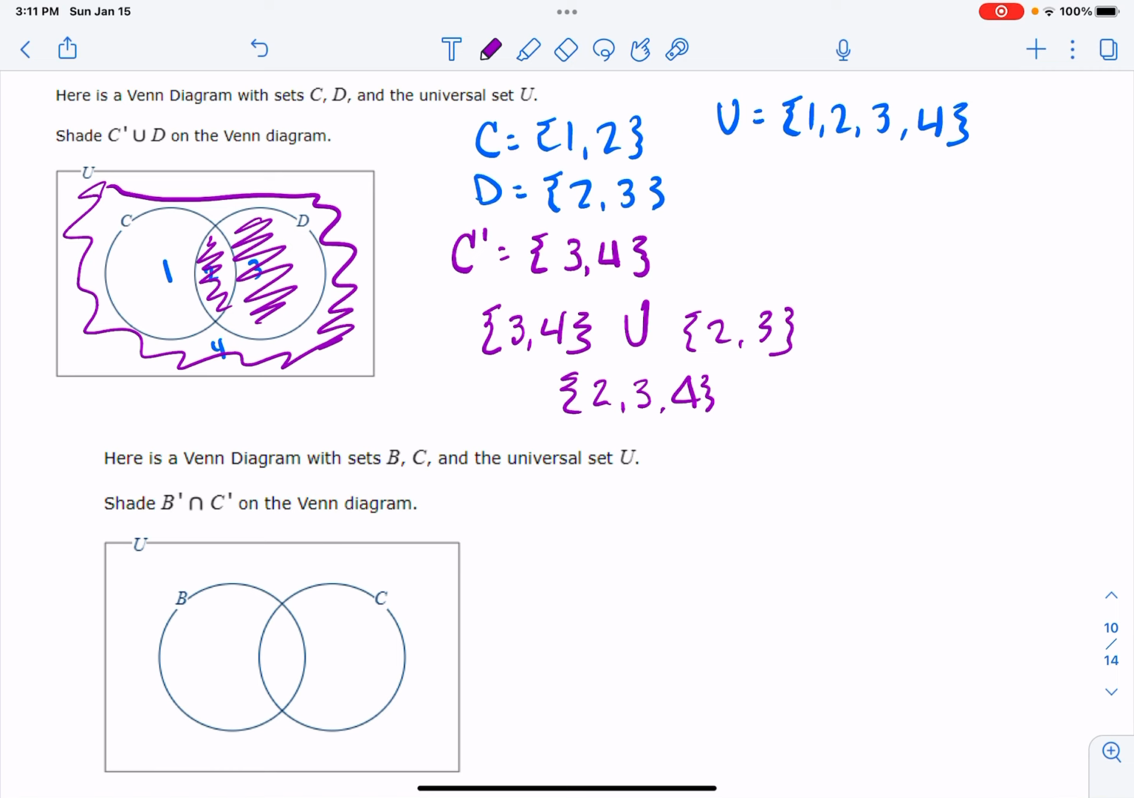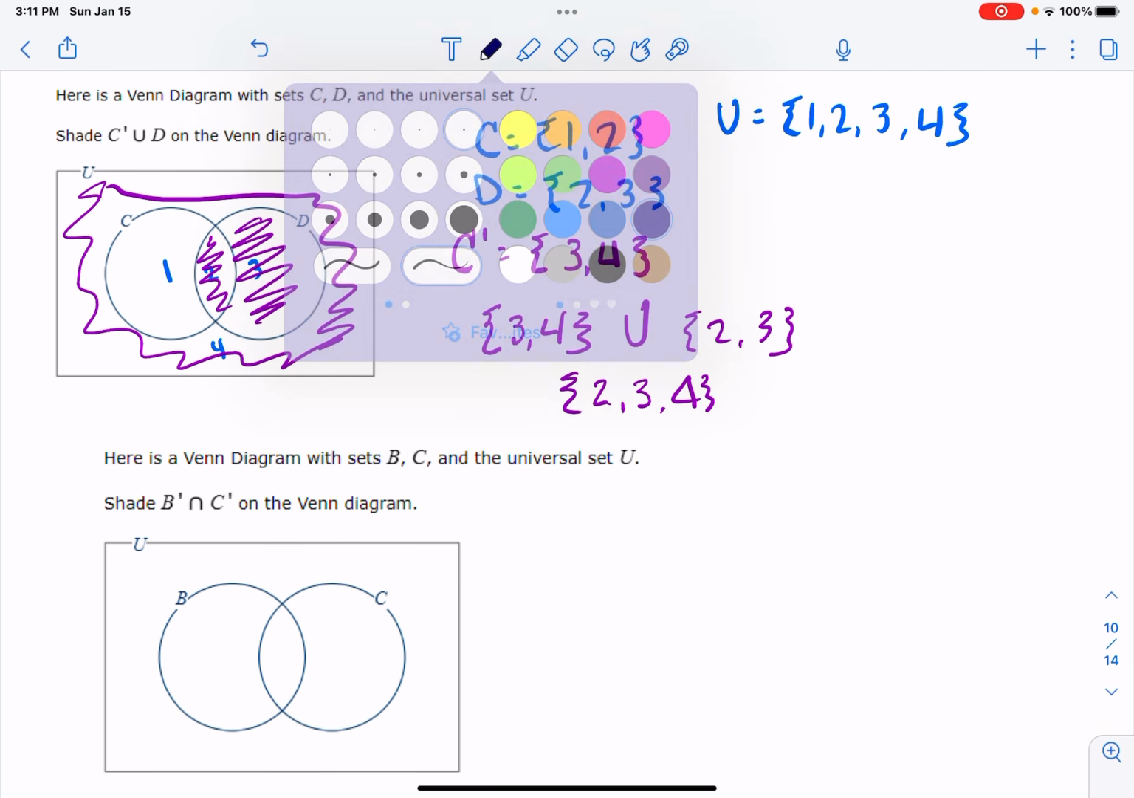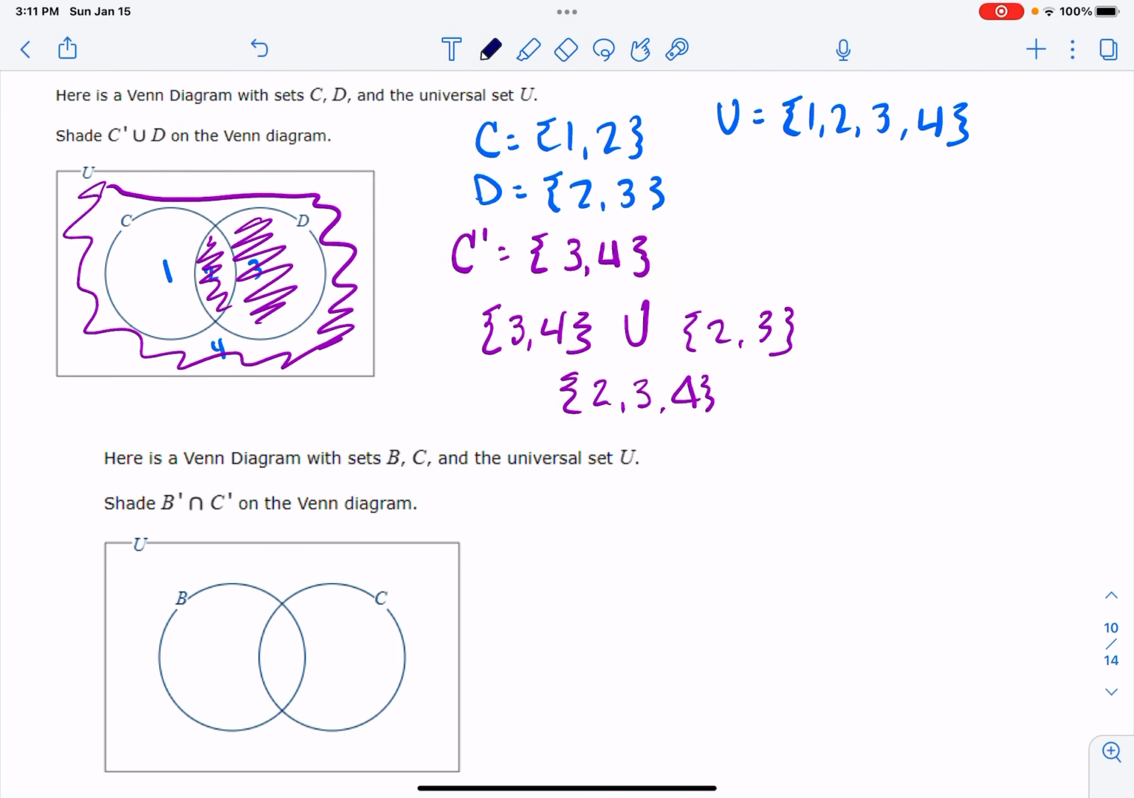Okay. Next one, I'm going to do the intersection of B and C. So 1, 2, 3, 4. So B is 1 and 2. C is 2 and 3. And then your universal set.